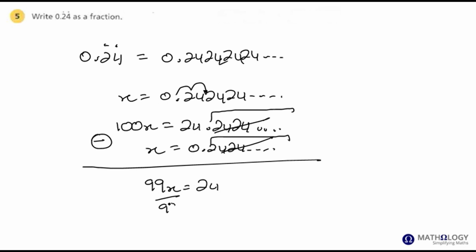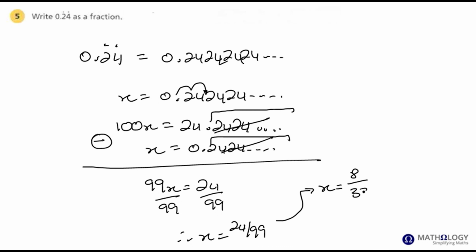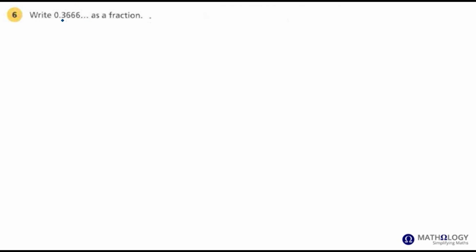We can now divide both sides by 99. So x equals 24 over 99. This is not the simplest form because 3 goes into both. So we can divide both 24 and 99 by 3. 24 divided by 3 is 8, and 99 divided by 3 is 33. If you punch 8 over 33 into your calculator, you will get 0.2424 recurring.